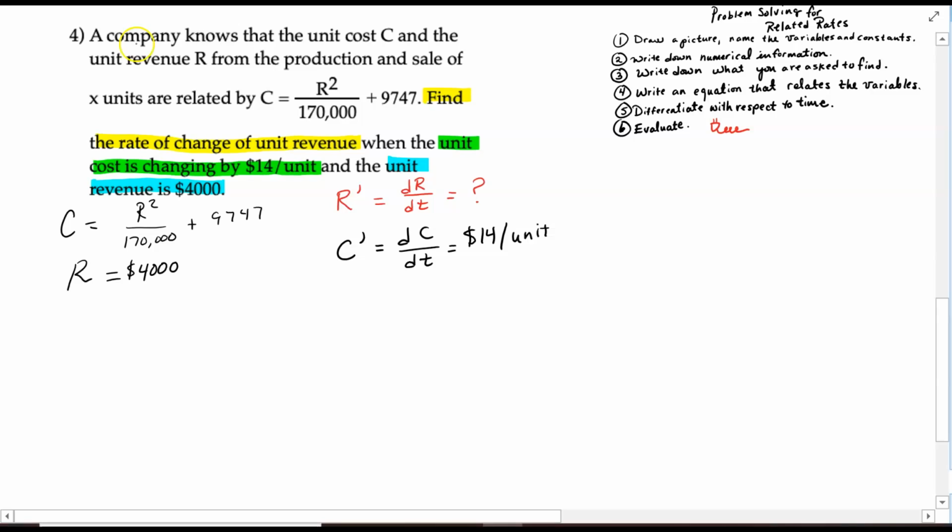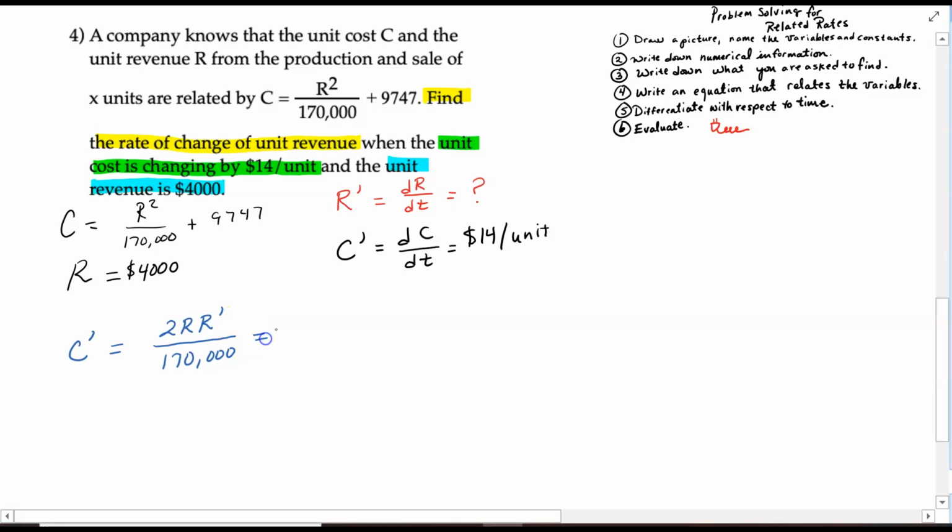So starting off, and let me write in a different color, the derivative of c is just c prime, so that's good to go. And then the derivative of r squared is 2r, but then I have to say r prime, and I divide that by 170,000, just like that. And the derivative of 9747 is just 0. All right, so there's not much to it there. There's the derivative. Now all I have to do is plug in the information that I know.